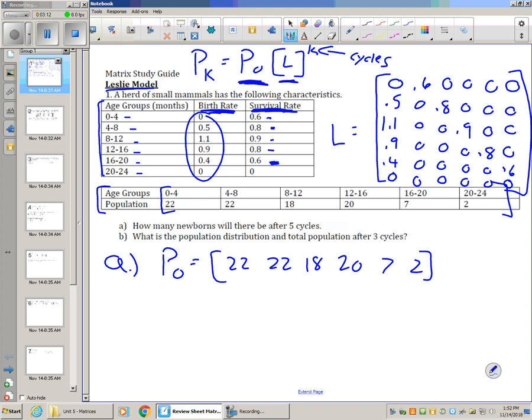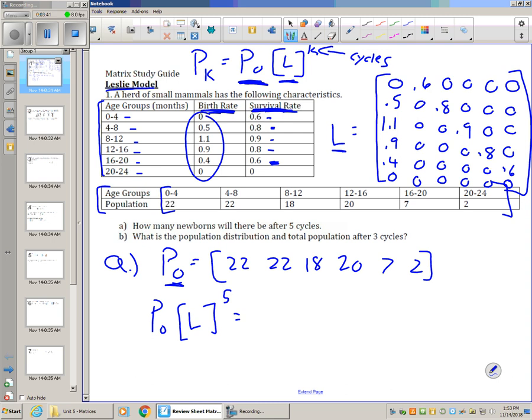So we have our P sub 0, we have our Leslie matrix, and we can do it to any amount of cycles. Okay. So in order to solve this problem, all you have to do is do this initial row matrix, P sub 0, multiply it by the Leslie matrix we just came up with, and since we're doing 5 cycles, we're going to raise it to the 5th power. Okay. So when you do that in your calculator, which I can't really show on these notes, I get the following numbers.